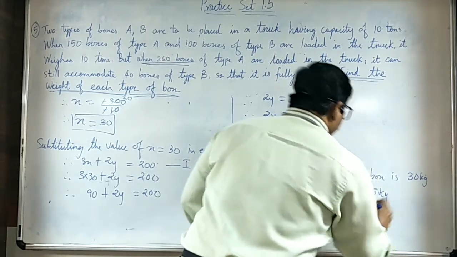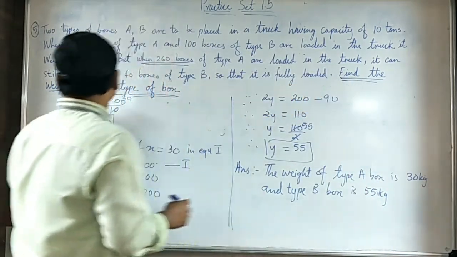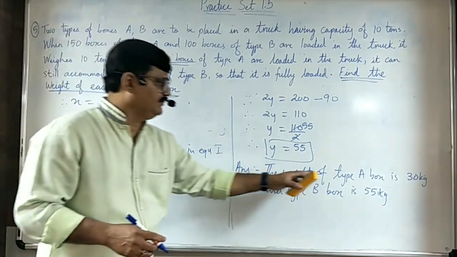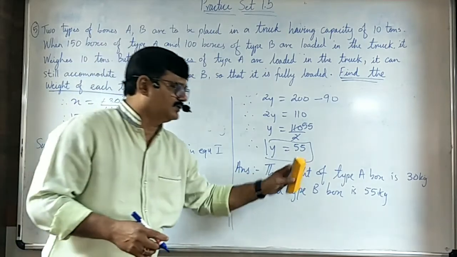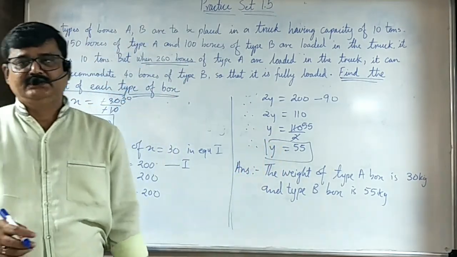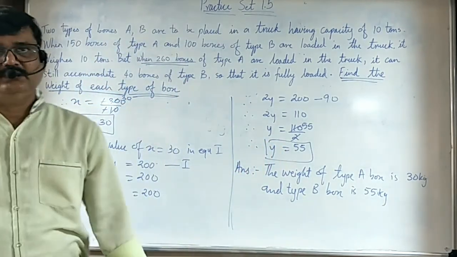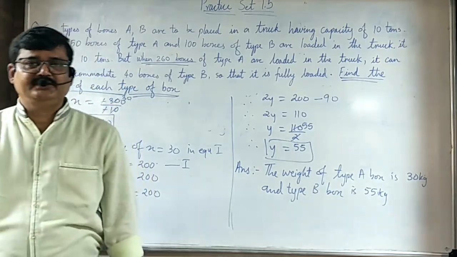What is the final question they asked? Find the weight of each box. So the weight of the type A box we got is 30 kg and the weight of the type B box is 55 kg. And this is how we finish question number 5 of practice set 1.5.